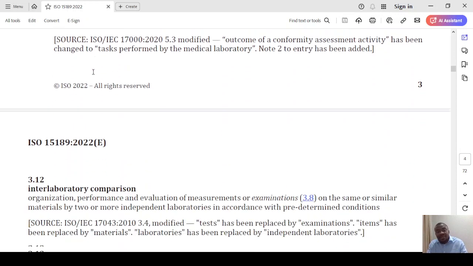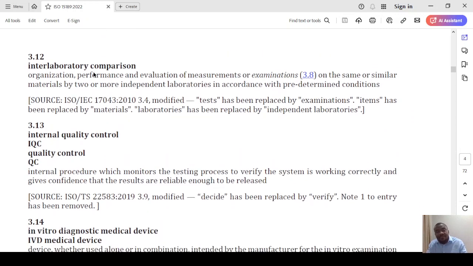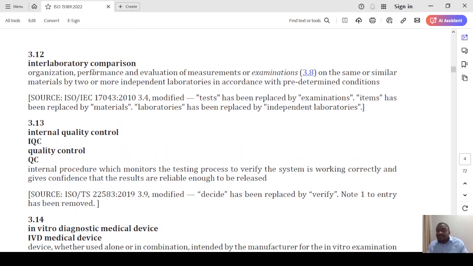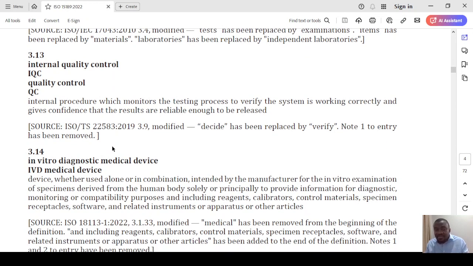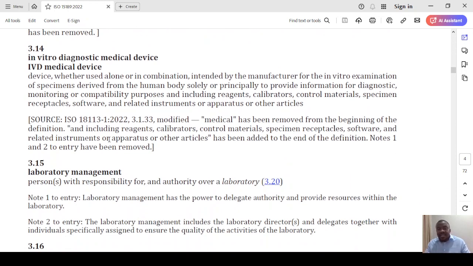Have impartiality, we shall look at it more when we get to clause 4. Interlab comparison, this one we shall look at more. There are some things that I don't want us to concentrate on in this first phase, but we are going to look at them when we reach the individual clauses in more detail. Interlab comparison and internal quality control, we shall look at them when we get to clause 7.